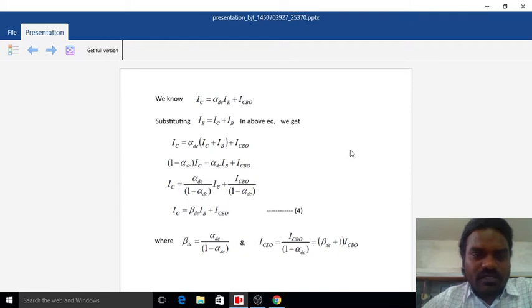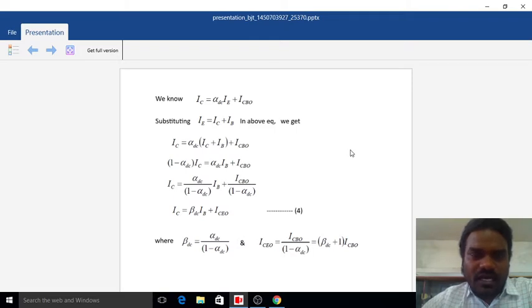When the emitter base junction is reverse bias and the collector base junction is in forward bias, that is called the cutoff region. When both the junctions are in forward bias, that is called saturation region.